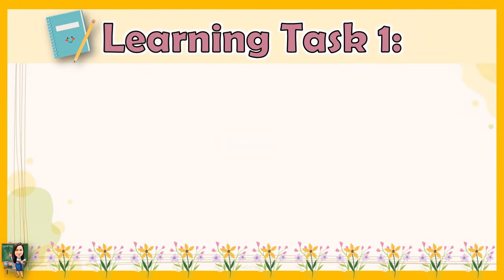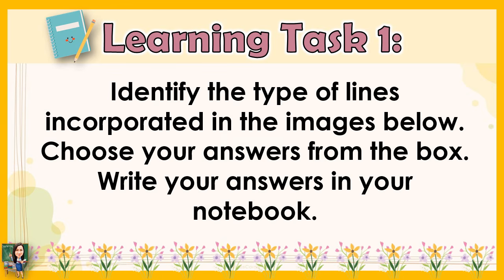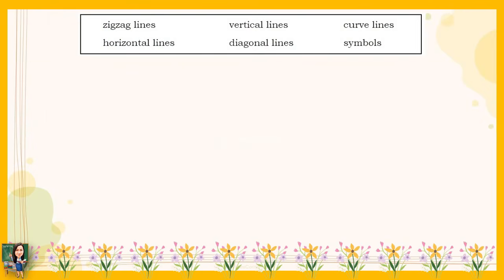And now, let's do learning task 1. Identify the type of lines incorporated in the images below. Choose your answers from the box. Write your answers in your notebook. The types of lines inside the box are zigzag lines, horizontal lines, vertical lines, diagonal lines, curved lines, and symbols.